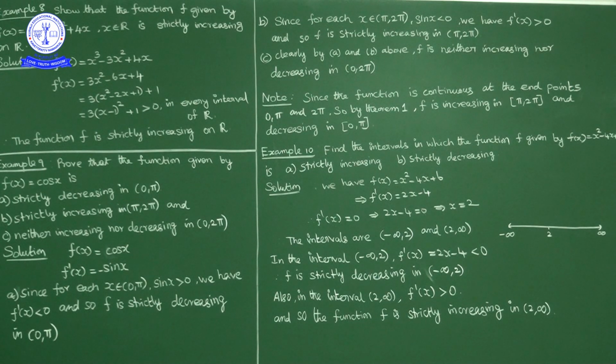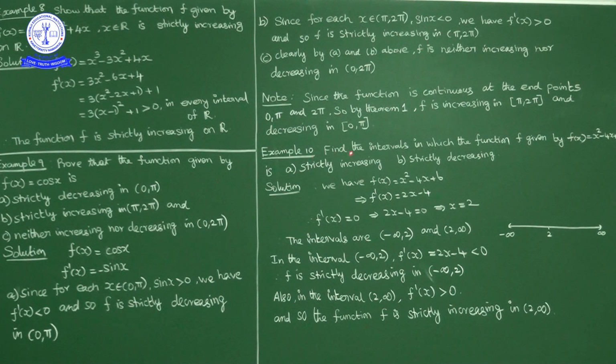Now from a and b, we can say that the function is neither increasing nor decreasing in 0 to 2 pi. Next question. Here it is noted that since the function is continuous at the endpoints 0, pi, 2 pi, by theorem 1, f is increasing in pi to 2 pi and decreasing in 0 to pi.